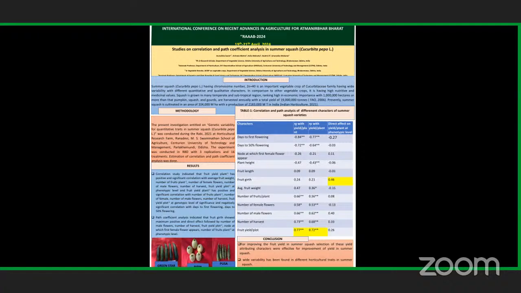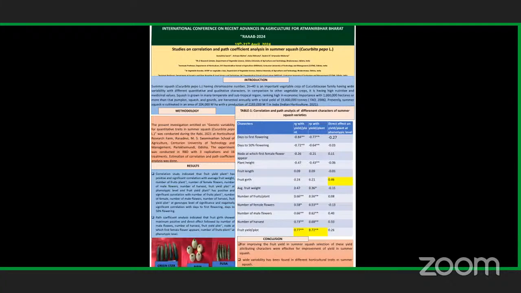fruit yield per plant. And in case of path coefficient analysis, we found that fruit girth shows the maximum positive and direct effect, followed by the number of male flowers, number of harvest, fruit yield per plot, node at which first female flower appears, and the number of fruit per plant at the phenotypic level.